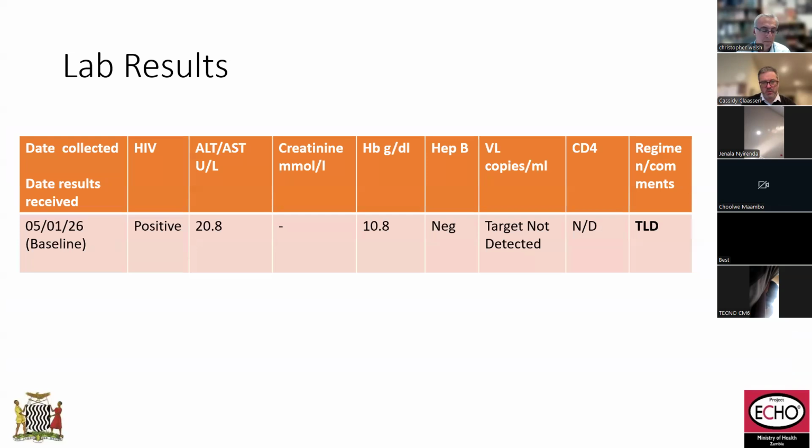With our lab results that we were able to trace, of course, this is a client who was already confirmed reactive. His ALT was at 20.8. We had no creatinine on file. His initial HB is 10.8. Hepatitis B was negative. Viral load showed the target was not detected. And he's currently on TLD.